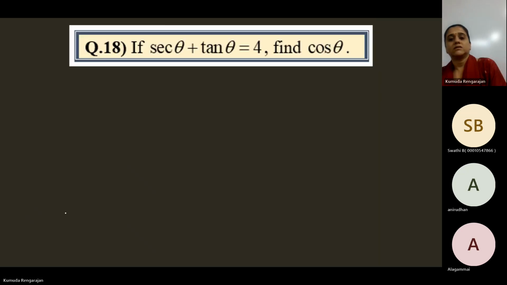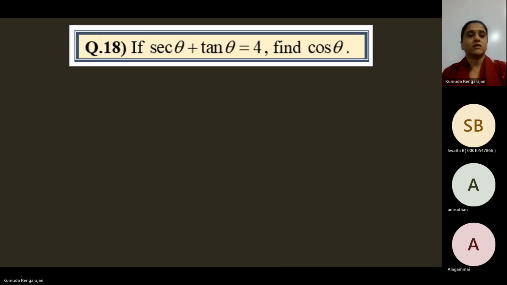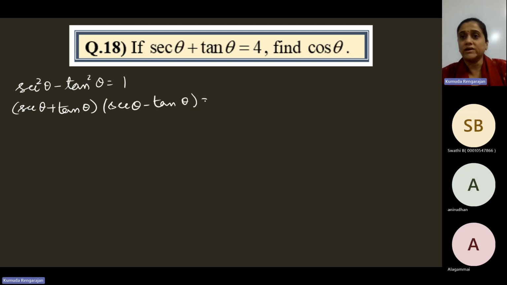So if secant theta plus tan theta is equal to 4, find cos theta. Now, you know secant square theta minus tan square theta is 1. Okay, so this is like a square minus b square. So (secant theta plus tan theta) into (secant theta minus tan theta) is equal to 1.